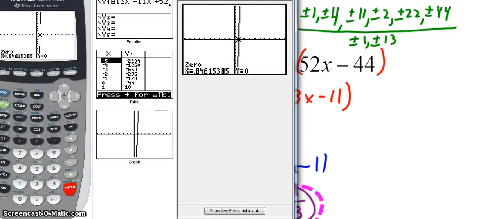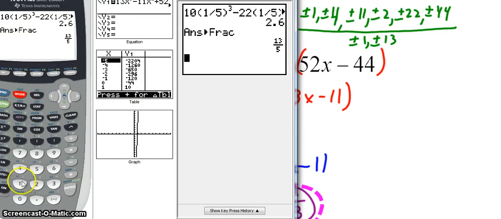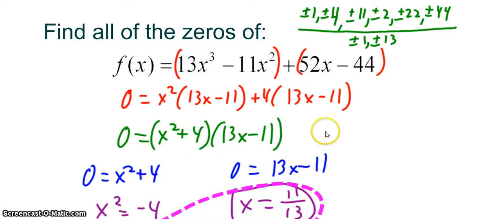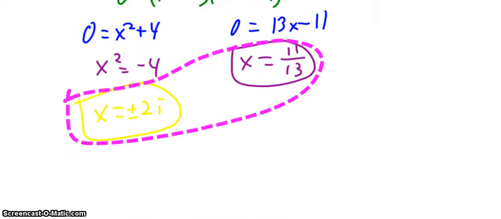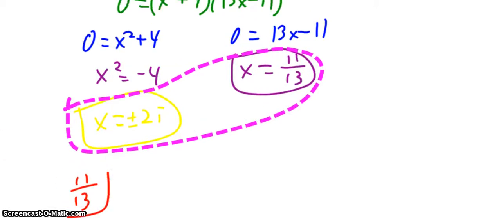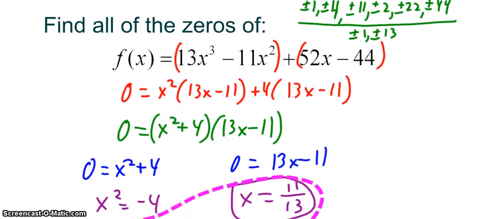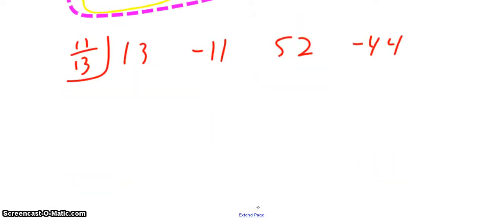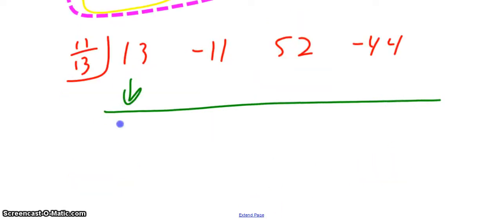And so if I go to my calculator, and I just type in, well, what is 11/13? I don't know. Let's find out. 0.8461538462, and so on. So I know that my zero is 11/13, and then I could do synthetic division and use my coefficients, 13, negative 11, 52, negative 44. Do my synthetic division.